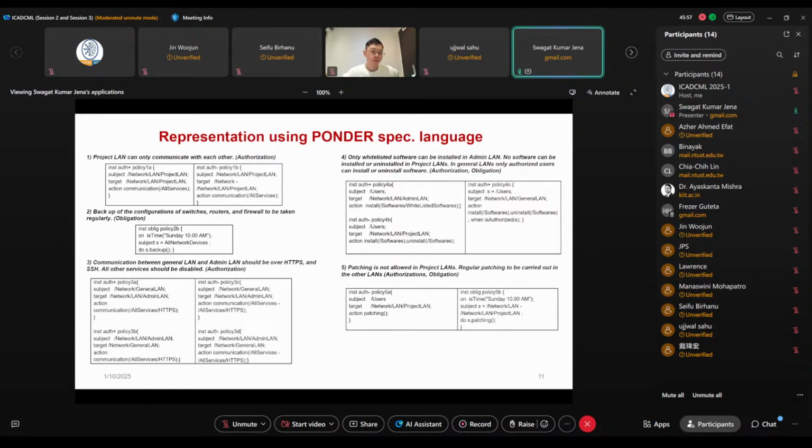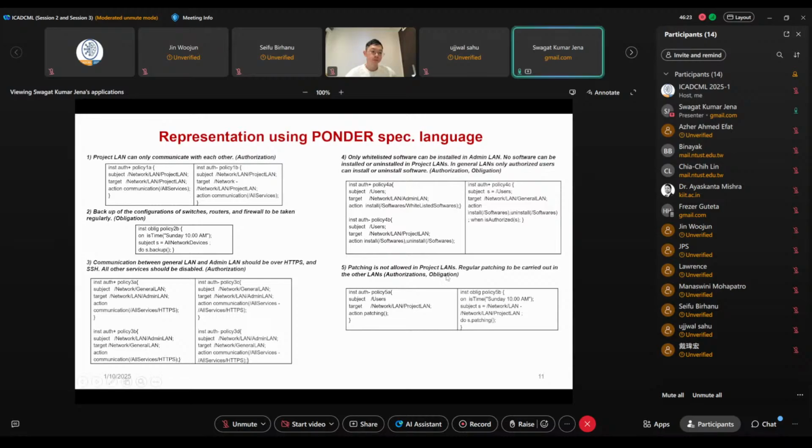So once you represent these policies in the Ponder specification language, next comes your implementation scenario, where you can use some other tools to really implement those policies. So these are the Ponder specification policies. You can have a look here.